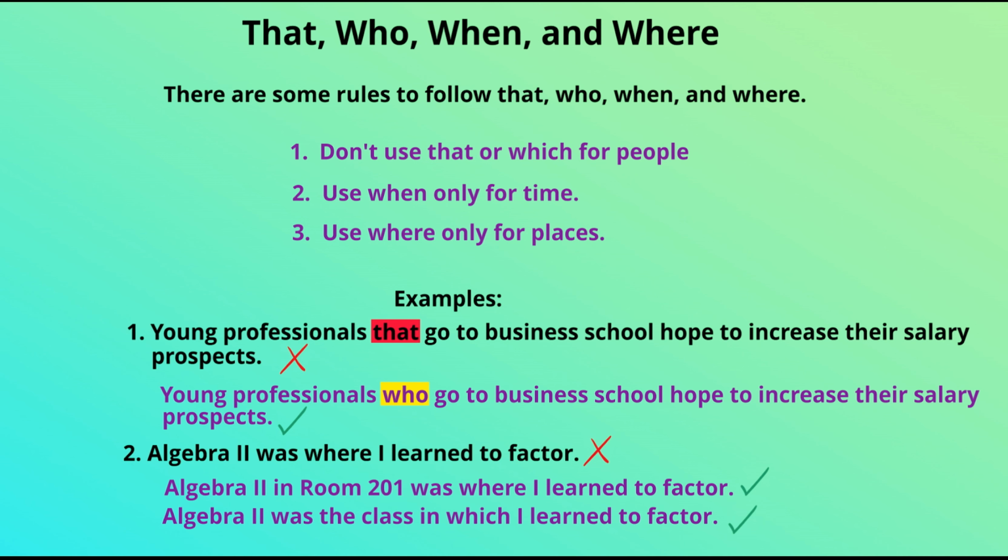That, who, when, and where have some rules that need to be followed. The first one, don't use that or which for people. What do we use for people? We say who, right? Use when only for time and use where only for places. Let's see a few examples. Young professionals that go to business school hope to increase their salary prospects. Here, that go to business school is kind of correct, but grammatically it is not right.